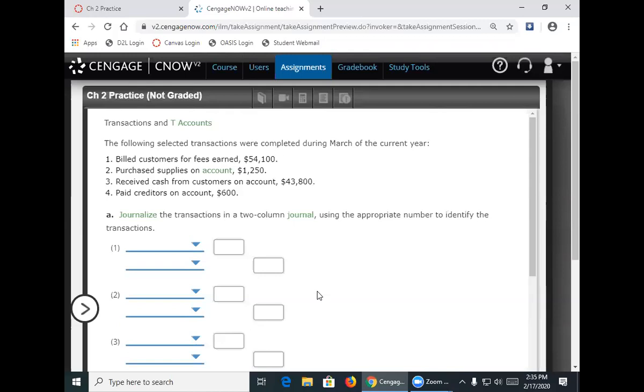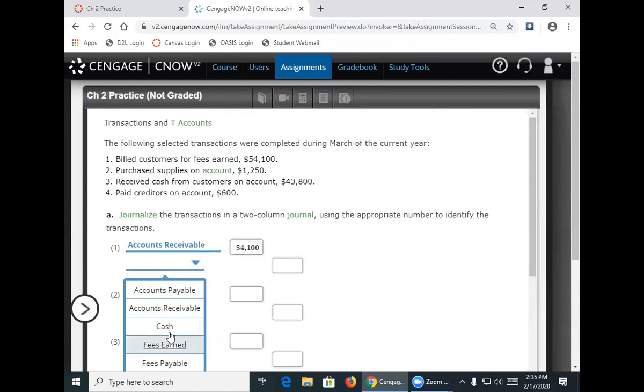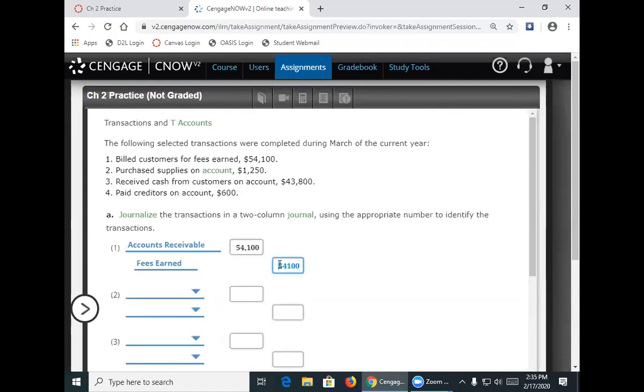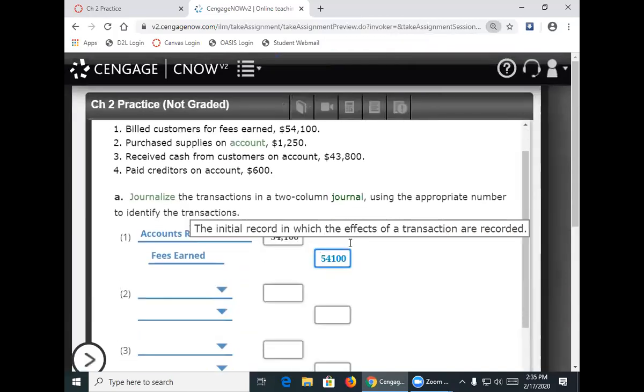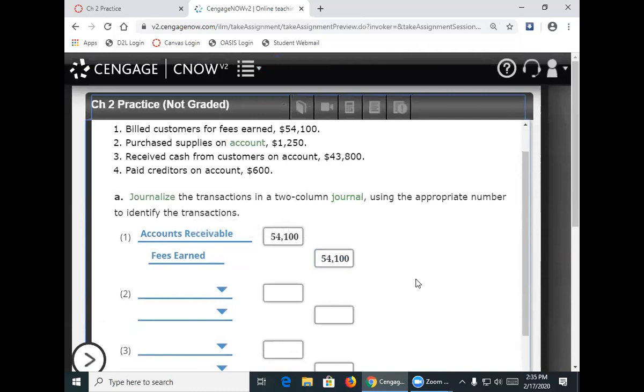So which one do I debit? Accounts receivable. Very good. Accounts receivable is an asset, and it's increasing. The money owed to us is going up. So accounts receivable will increase, or debit, 54,100. And then we already said fees earned, which makes sense. Fees earned is our revenue, and our revenue is going up. So we're going to credit the fees earned account. Make that a little bigger. There we go. So we debit accounts receivable and credit fees earned.